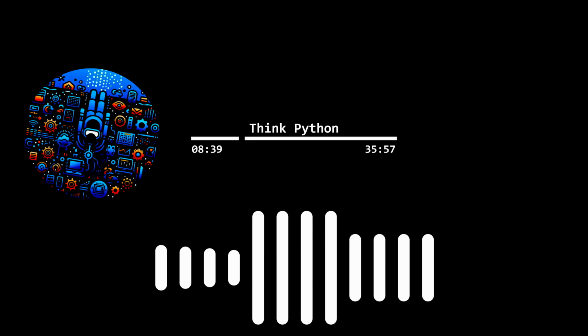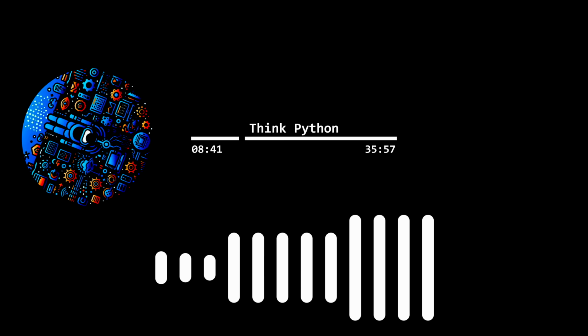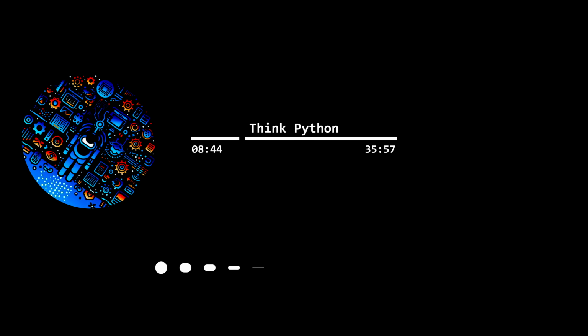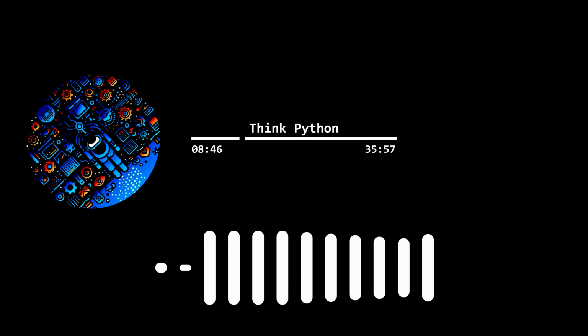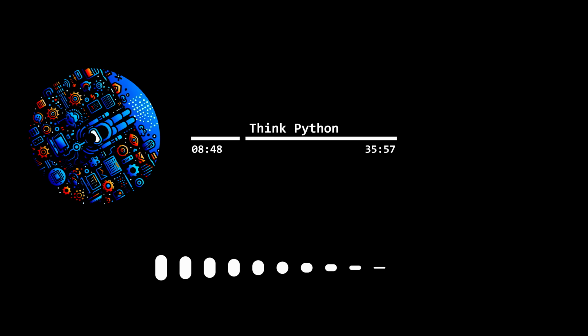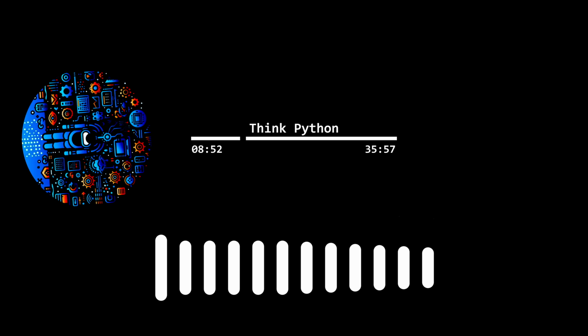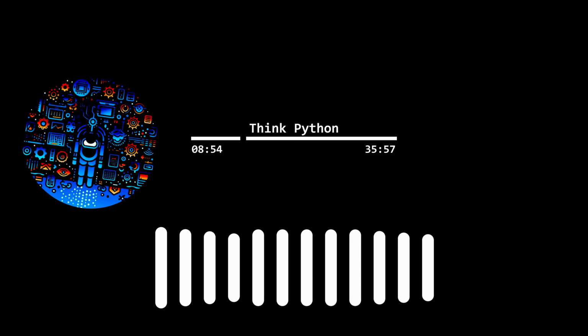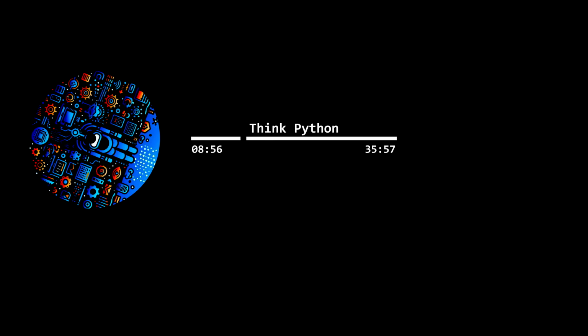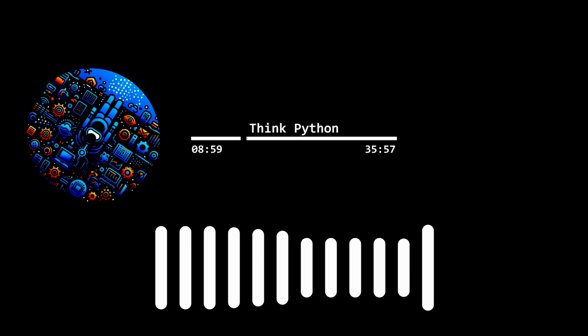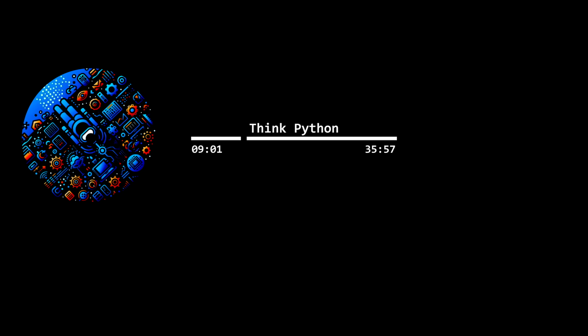Type error if you try an operation on incompatible types, like adding a number to a string directly. Value error if the type is okay, but the value isn't appropriate for the operation, like int("hello"). Key error if you try to look up a key in a dictionary and it's not there. Index error for bad sequence indices.